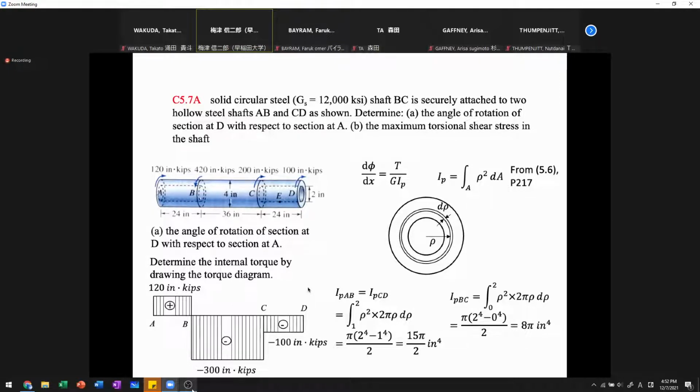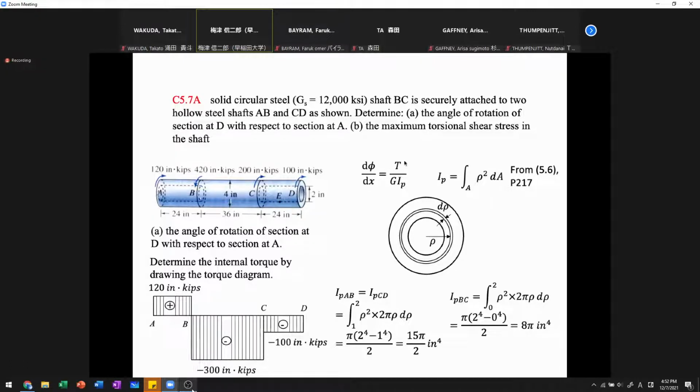So internal torque is known from these drawings. And what kind of equation should be used to estimate the angle? You already learned. Please check this page, page 217, for the equation. This is the important equation to get the angle. You already learned this, and this is the integrated form. Then the phi between the start and end will be estimated by this equation.